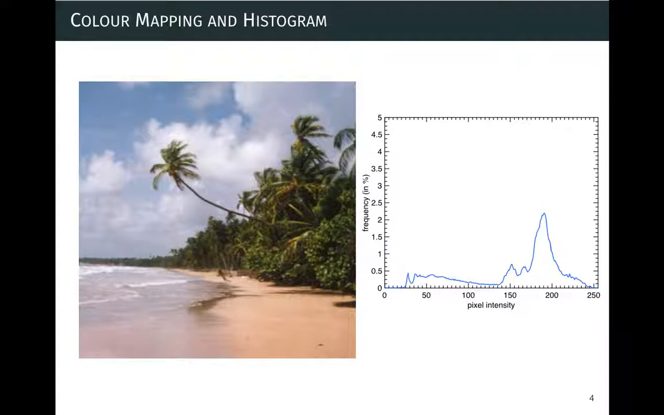And what you see here is a very typical histogram of natural images. The histogram is relatively smooth and spreads over all the colors, and you can see here there's kind of a peak here around 200. Can you tell me what this peak corresponds to?